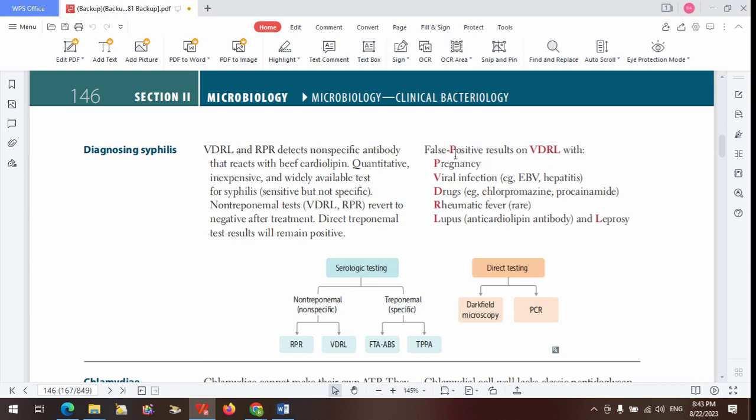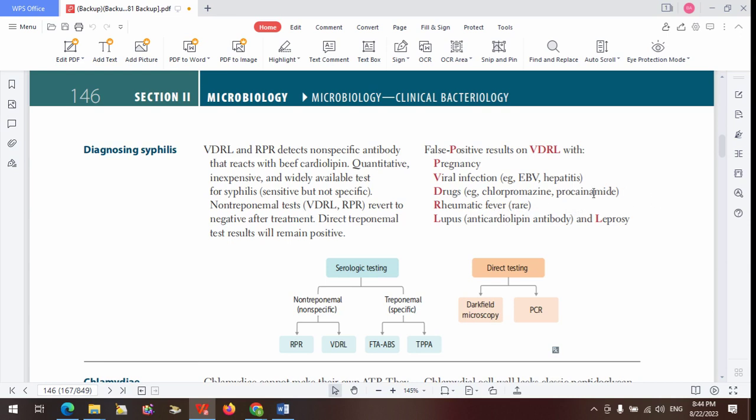So P is for pregnancy. We can see the acronym on the screen. P VDRL. So just remember VDRL, add pregnancy to it. V is for viral infection, Epstein-Barr virus, hepatitis B. So someone that has Epstein-Barr virus, someone that has hepatitis B, someone that has the D, which is a drug. So the way I learned these drugs is that I know these drugs have a tendency for causing drug-induced lupus: chlorpromazine and procainamide. And they even sound similar.